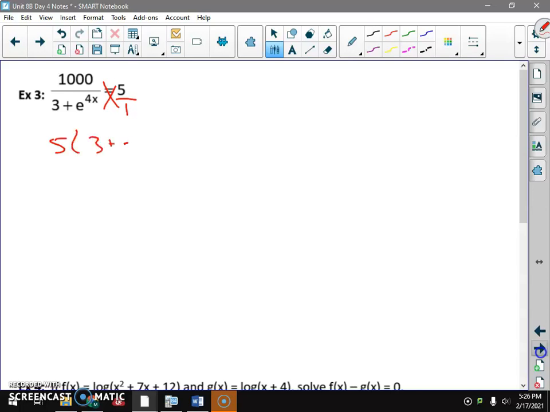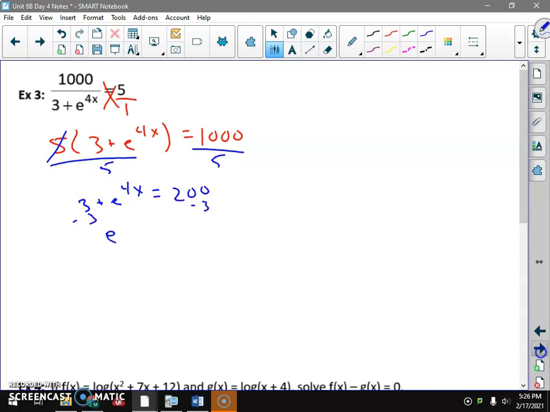5 times (3 plus e to the 4x) equals 1,000. We have to isolate the exponential, divide off that 5. Three plus e to the 4x equals 200. Subtract off the 3. E to the 4x equals 197. Take the, you got it, natural log of both sides.